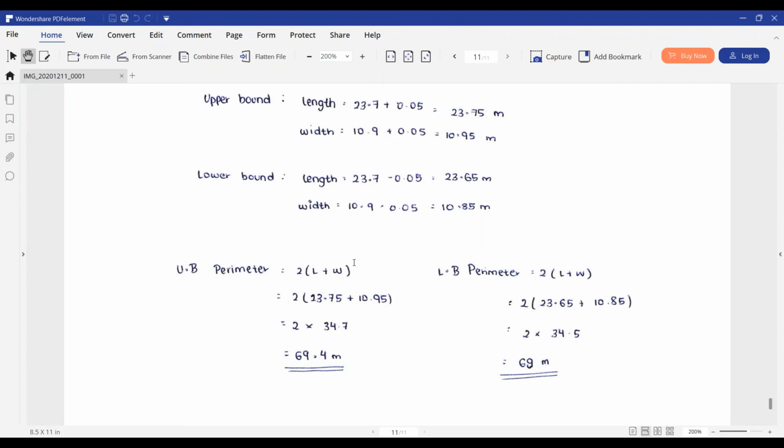Now the lower bound perimeter. The lower bound perimeter should be 2(L + W), using the same formula, because it's still a rectangle. So what's the lower bound length? 23.65. The lower bound width is 10.85. Now 23.65 plus 10.85, we get 34.5. Now take that and multiply by 2. That should give us 69 meters. This is the lower bound perimeter.